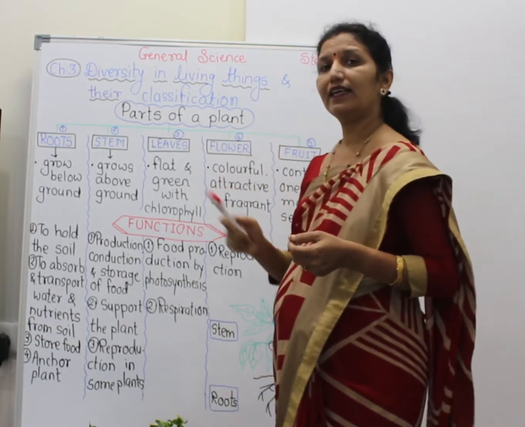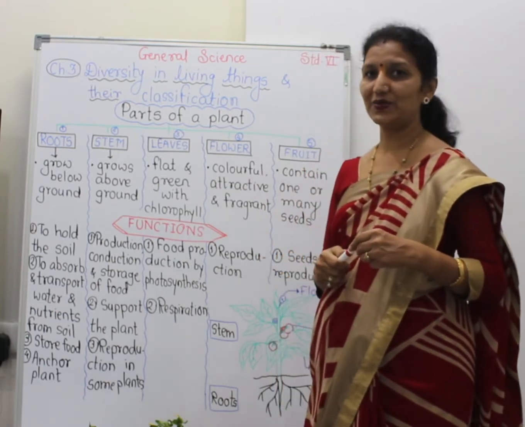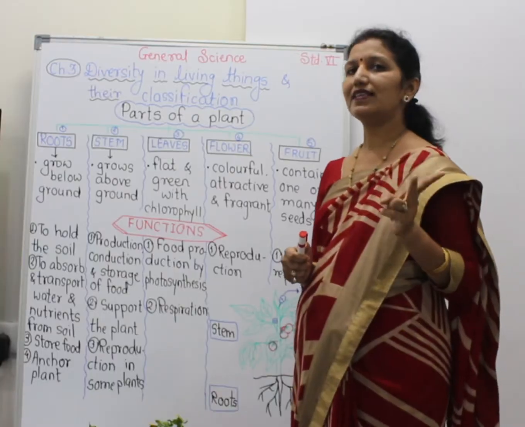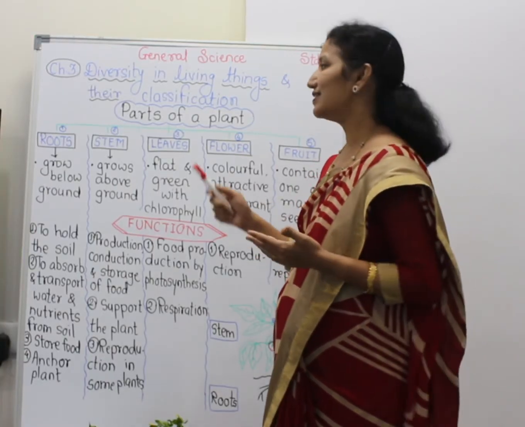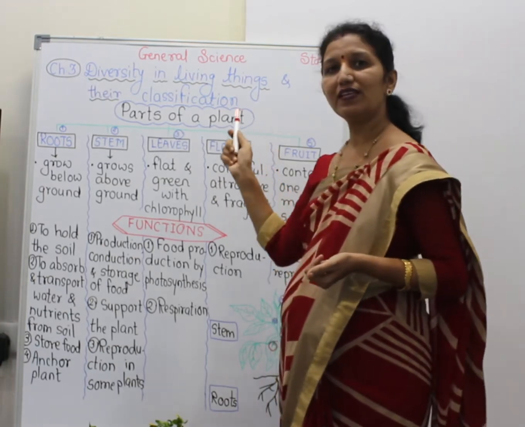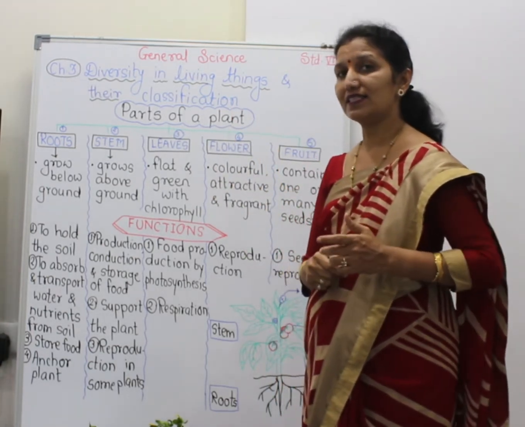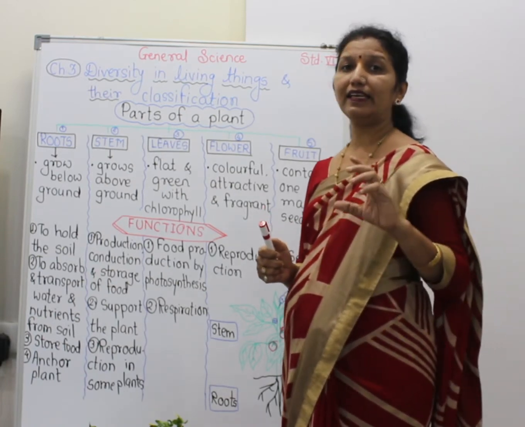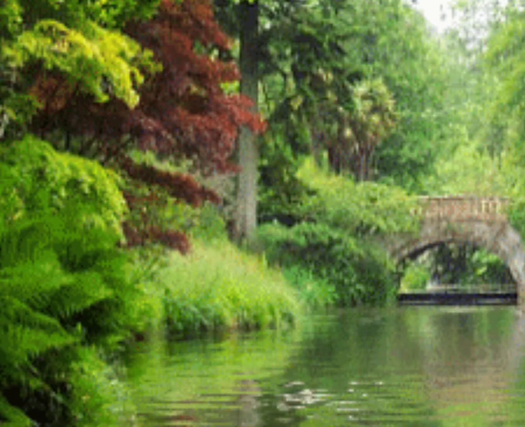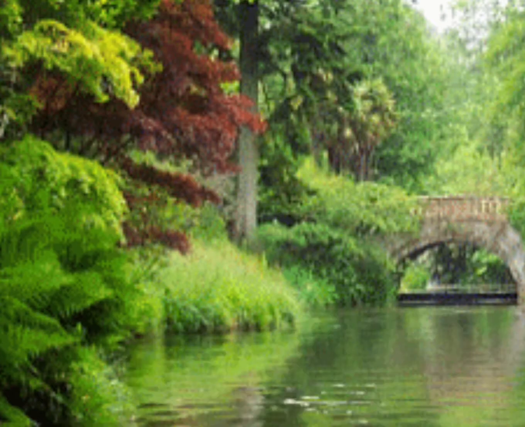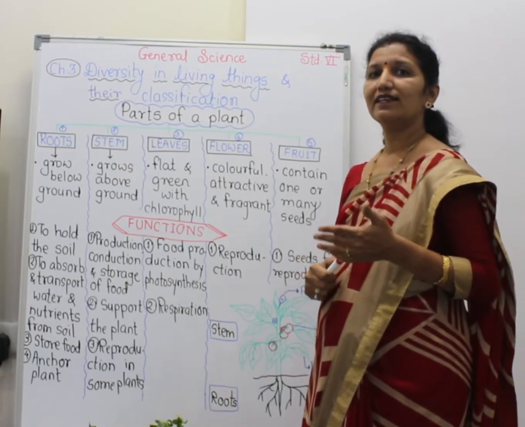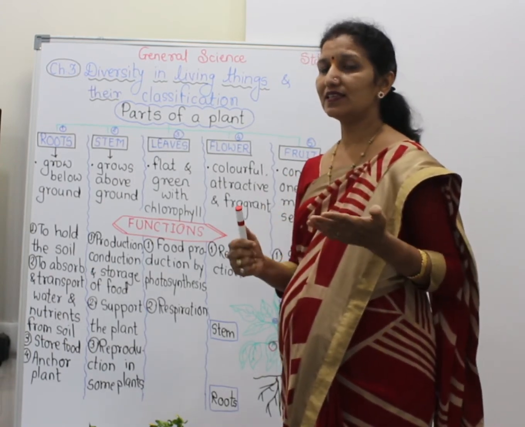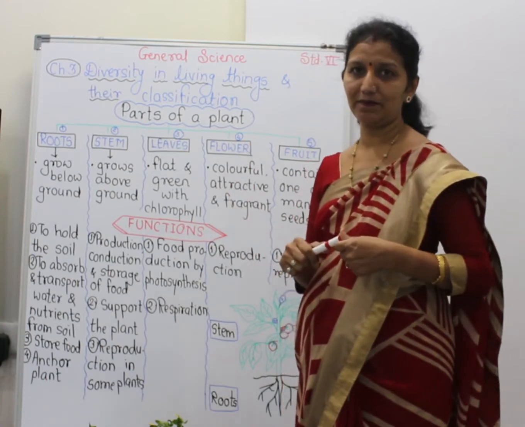So we will study the diversity in plants today, because the living world is classified into two, plants and animals. So let us study the plants first of all, and these plants are also of different types. Generally we see green colored leaves on the plants, and these are autotrophic plants because they produce their own food by the process of photosynthesis because they contain chlorophyll in them.